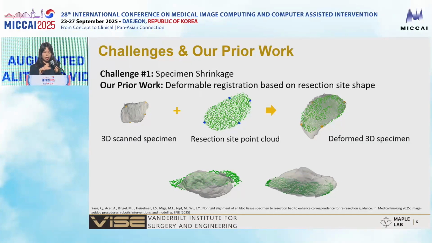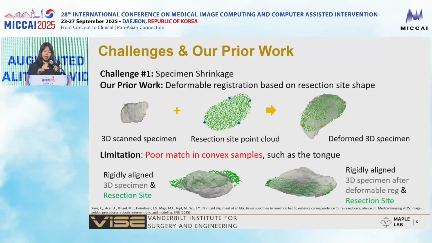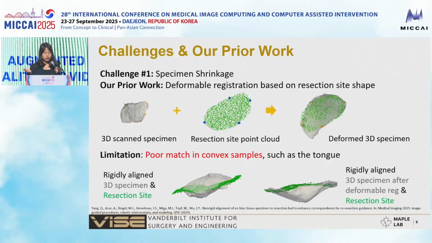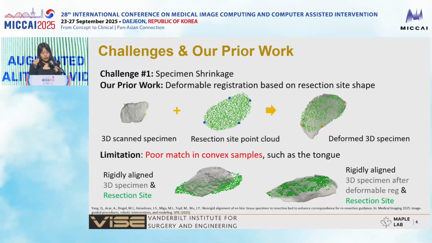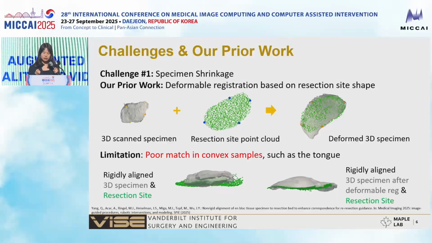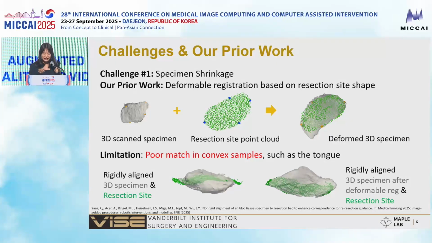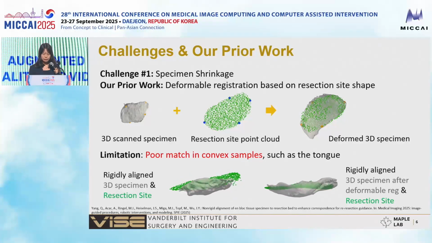Targeting challenge number 1, we previously proposed this deformable registration framework that corrects the intraoperative deformation that happens on the resected specimen by registering the backside of the specimen back onto its resection site point cloud. However, we observed that this framework did not perform well in specimens with convex shapes, like tongue cases. In the video below, we observed that the tongue specimen after deformable registration aligns well on one side of that specimen with the resection site point cloud. However, there is excessive, unrealistic deformation on the other side.